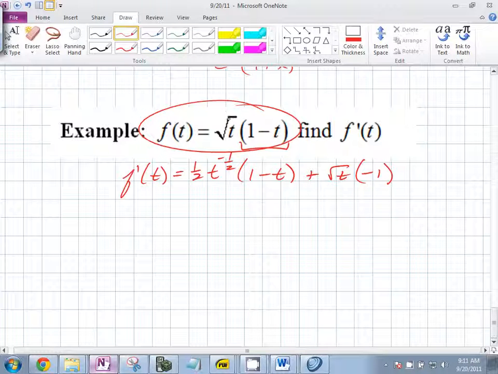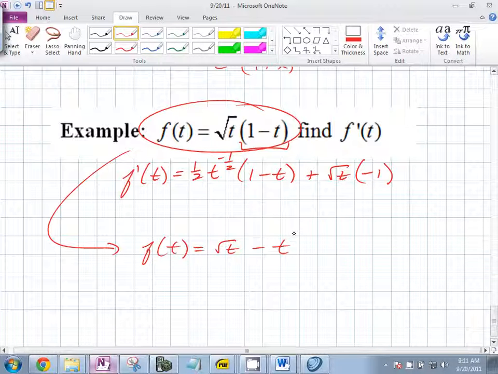Now, if I gave you this last night, how would you have done it? You would have distributed it out. So what do you end up with? f of t is the square root of t minus t to the 3 over 2. If we do the derivative this way, you end up with 1/2 t to the negative 1/2 minus 3 over 2 t to the 1/2.